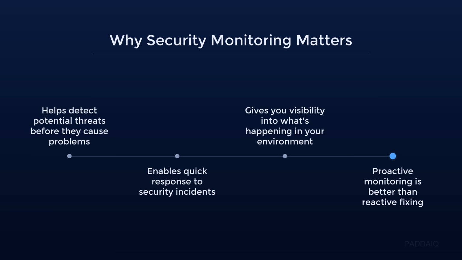Proactive monitoring is better than reactive fixing. This means continuously checking for security issues before they cause harm, rather than waiting for an attack to happen and then scrambling to fix the damage. For instance, a system that automatically alerts you to unusual login attempts can prevent a data breach. This approach ultimately saves time, money, and protects your reputation.